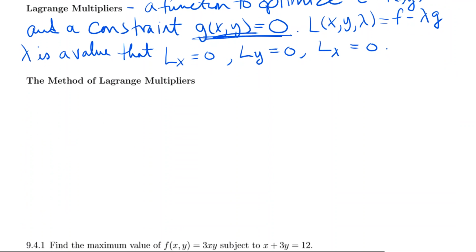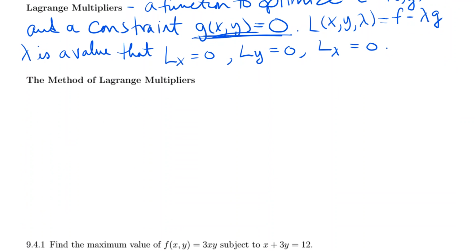I'm going to scroll up here. So let me write out the steps for this so that you understand what's going to happen. The first thing you're going to do is exactly what you saw me do: rewrite your constraint so that one side is 0.